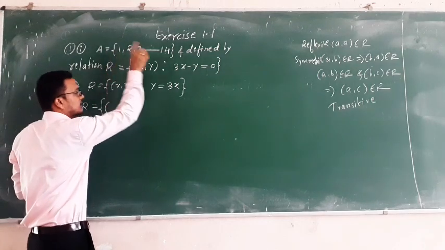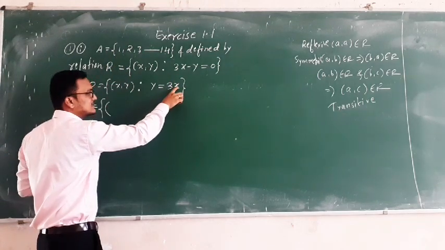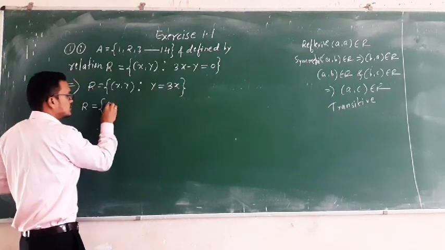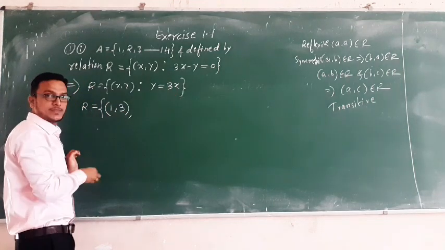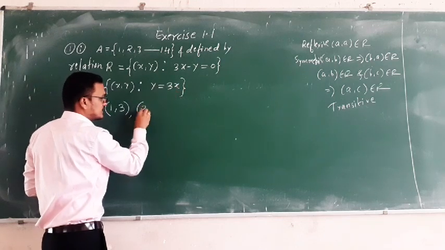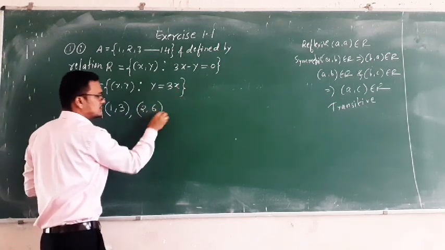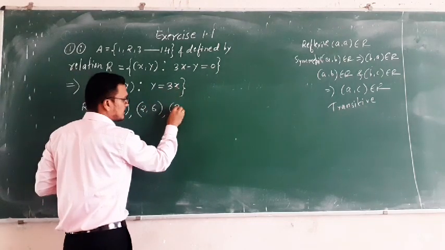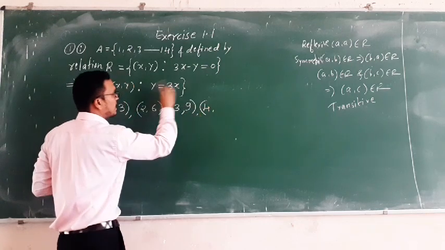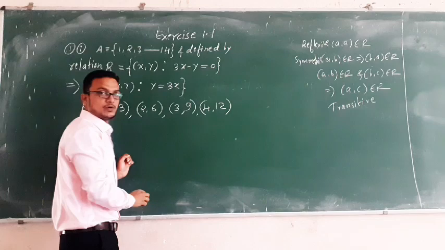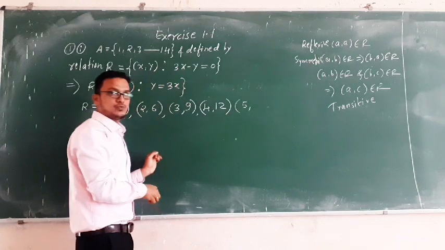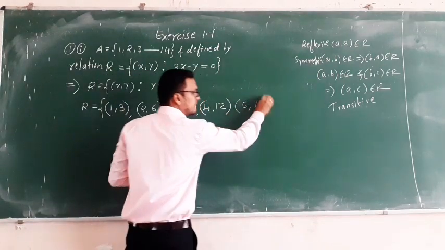The first element is 1. If I put x is 1, then 3 times 1 is 3, so y will be 3. So (1, 3). Second, if I put x is 2, then y will be 6. When I put x is 3, y will be 9. When I put x is 4, y will be 12. Next element is 5. If I put x is 5, then y will be 15.